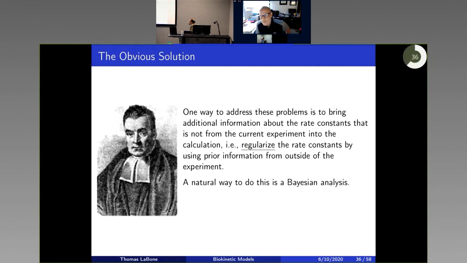So again, the obvious solution to this, and I think every talk on Bayesian statistics that has ever been has this one photograph of Reverend Bayes, because it's the only one I think that exists of him. So what we want to do is bring additional information about these rate constants, that is not from the current experiment, into the calculation. A non-Bayesian would say we're going to regularize the estimate of these rate constants by using prior information. And so again, the natural way to do this is a Bayesian analysis.